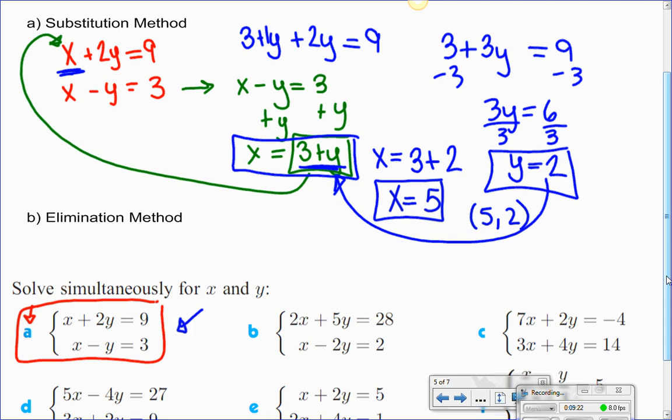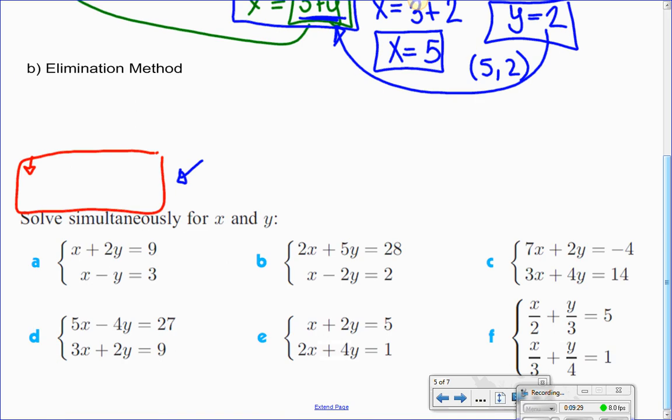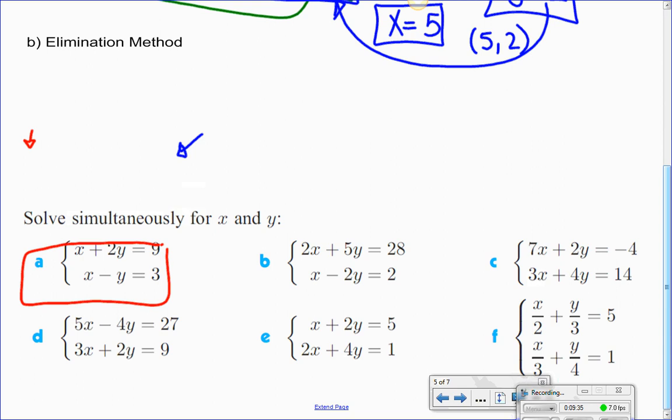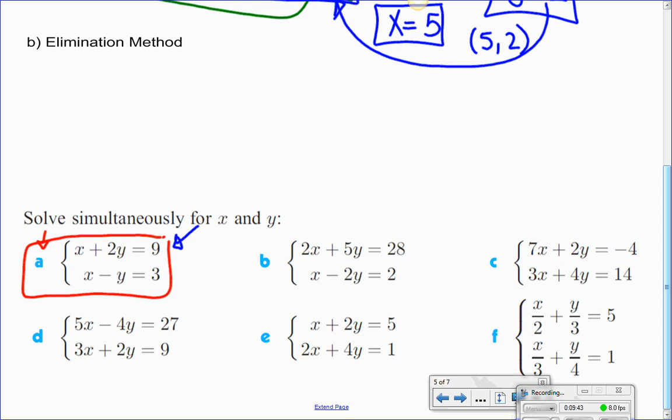Elimination. I'll use the same letter A to show you elimination. So just move this down. Okay, so again, we will use these 2 equations, x plus 2y is equal to 9, and x minus y equals 3. Okay, with elimination, you're looking to eliminate one of the variables.